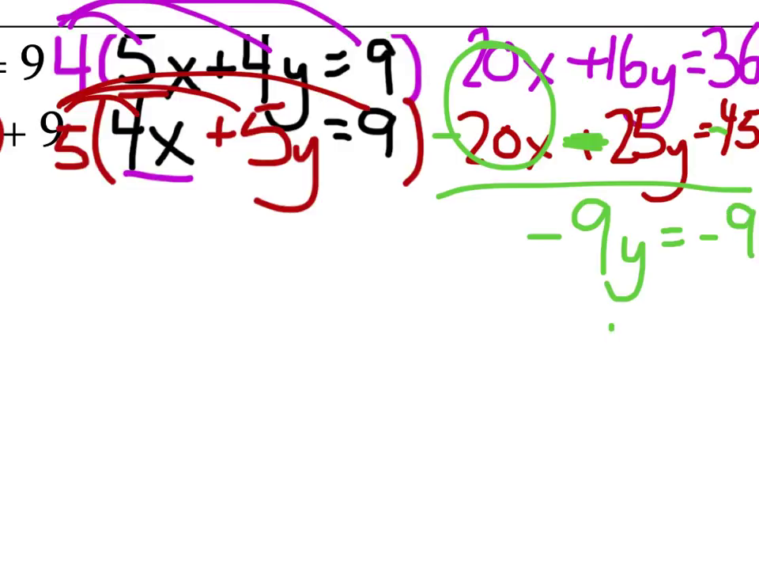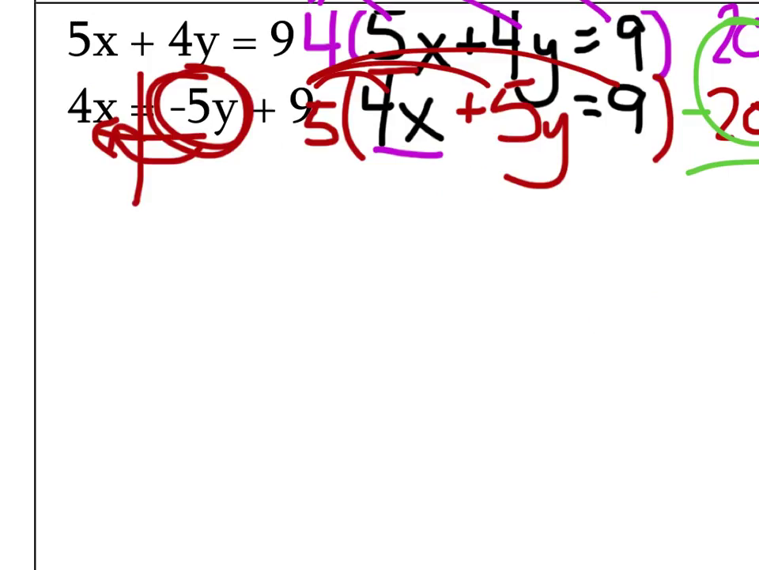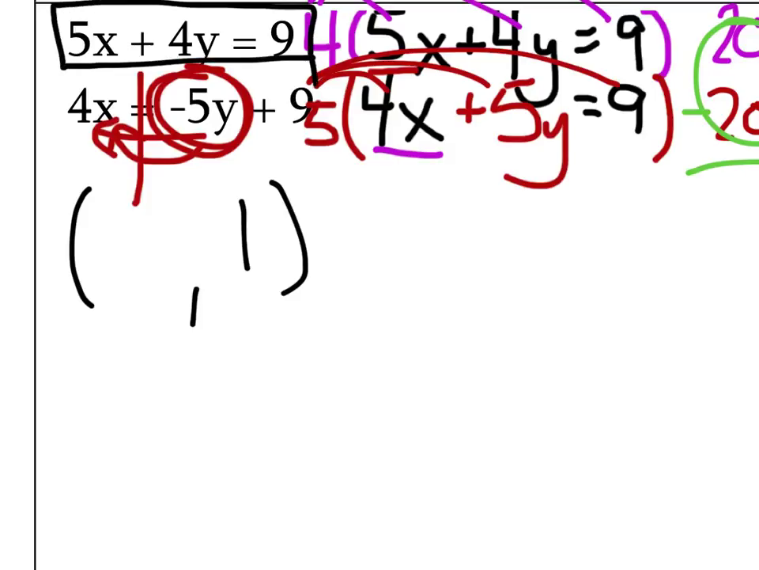Negative 9, so we can see y equals 1. Let's go ahead and show that in our answer. We want this as a coordinate pair. Y is 1. So what we need to do is look at our two original equations, one of these two, and we're going to replace y with 1, in the top one. So let's go ahead and substitute 1 in for the top one.